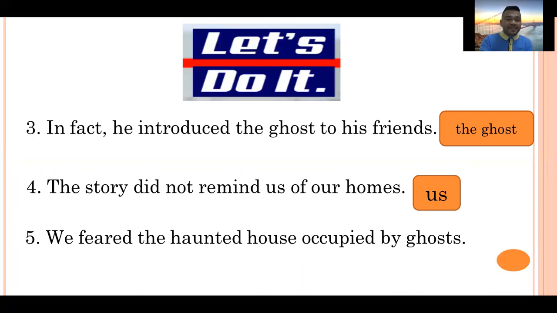Now, number 5, we feared the haunted house occupied by ghosts. They're afraid. So we're afraid of the haunted house occupied by ghosts. What is the subject here? Okay, very good. The subject here is we, and the verb here is, what is the action word here? Great job. The action word here is feared.